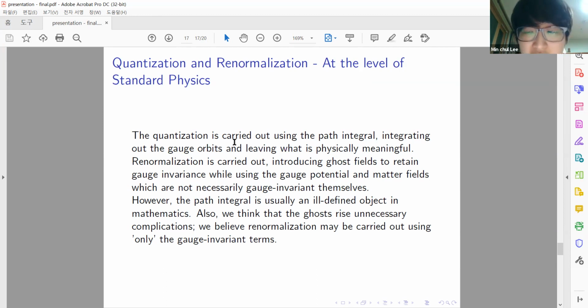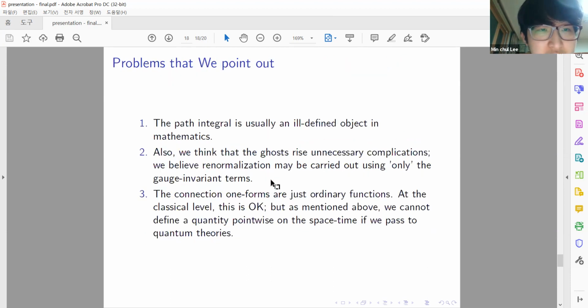Also, it is a belief of Professor Lim and I that the ghosts arise as unnecessary complications. We believe renormalization, just like QED, may be carried out using only the gauge invariant terms. That's what we are working on. So, the problems that we point out: the path integral is usually an ill-defined object in mathematics. Also, we think that ghosts are unnecessary complications.